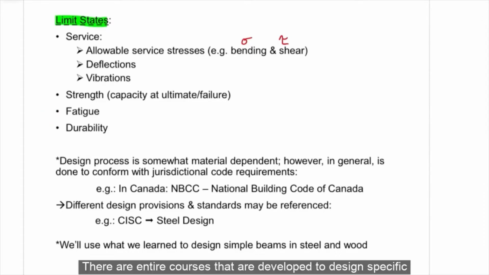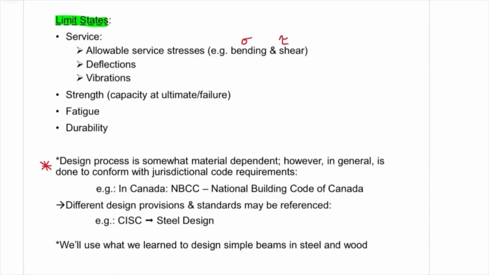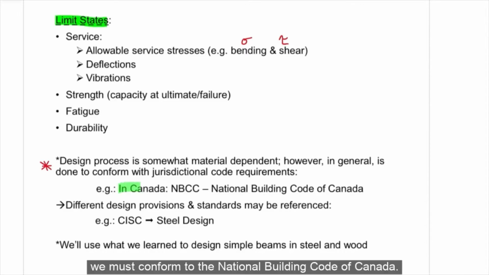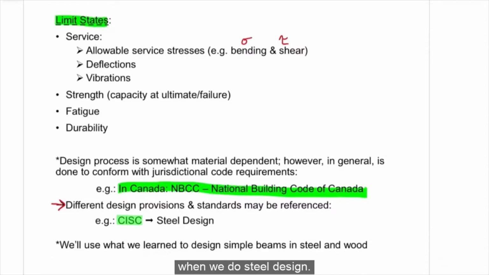There are entire courses that are developed to design specific structural materials. The design process is somewhat material dependent. However, in general, it is done to conform with jurisdictional code requirements. For example, in Canada, we must conform to the National Building Code of Canada. There are also different design provisions and standards that can be referenced. For example, we can reference the Canadian Institute of Steel Construction when we do steel design.